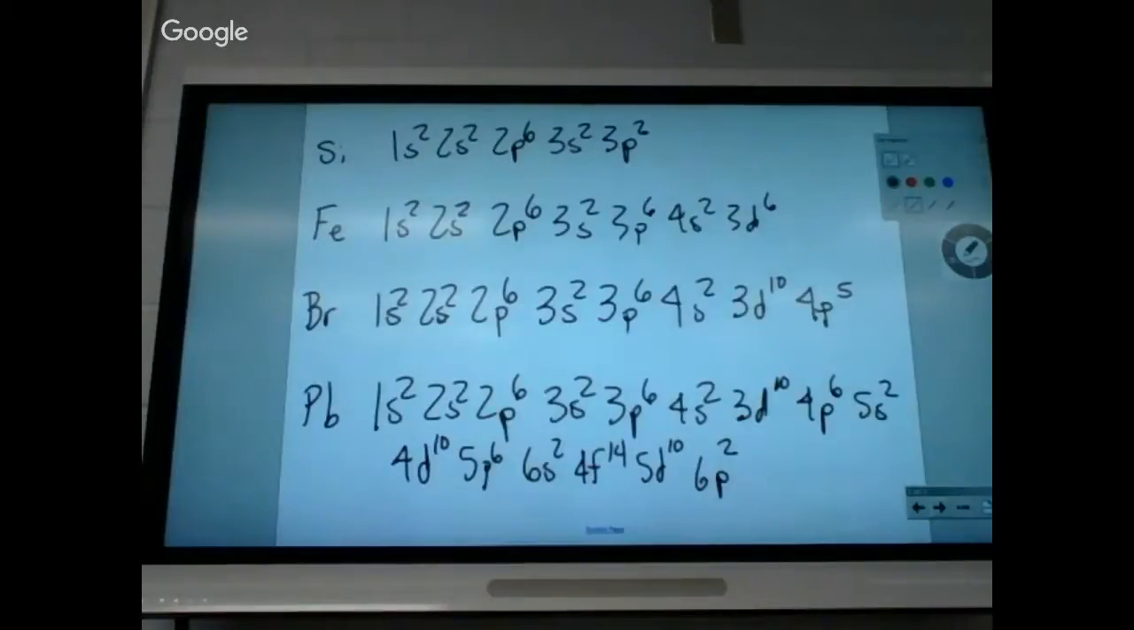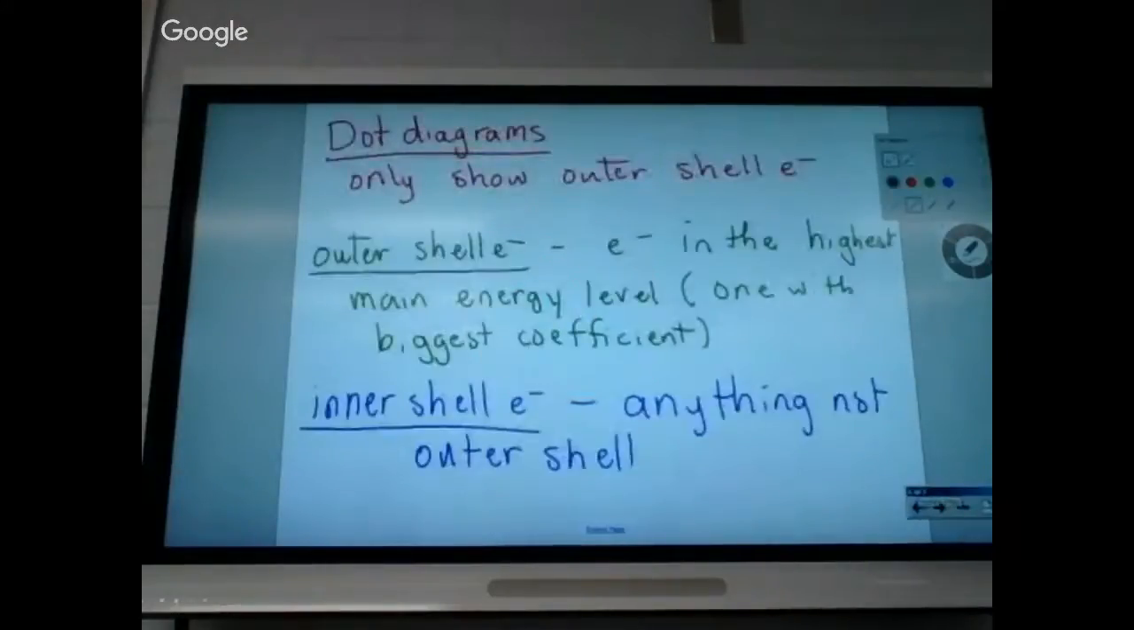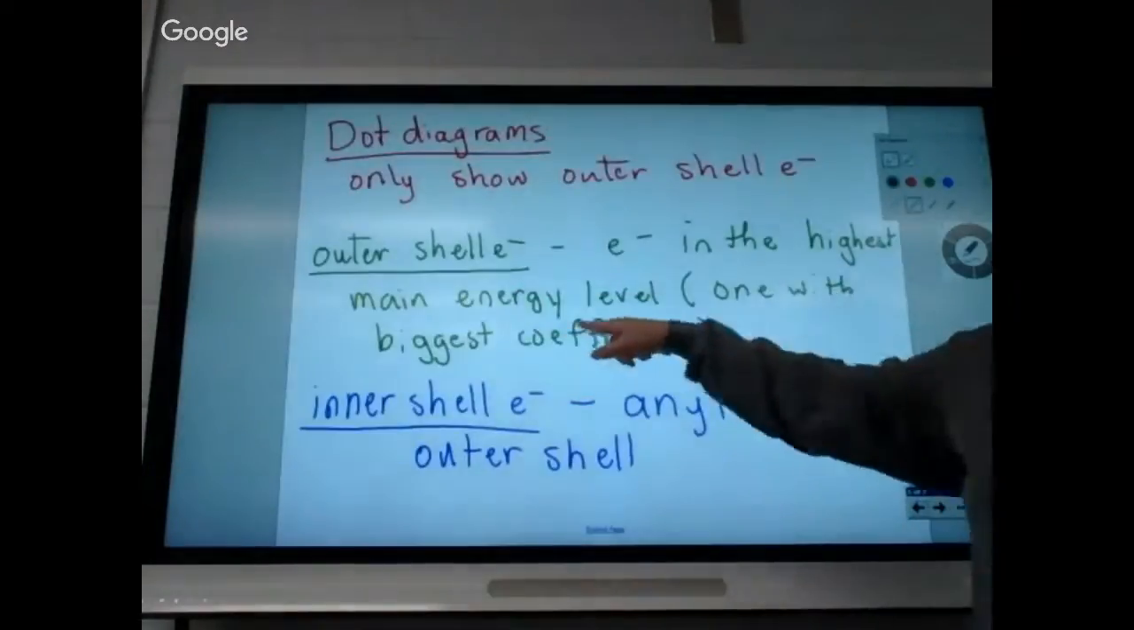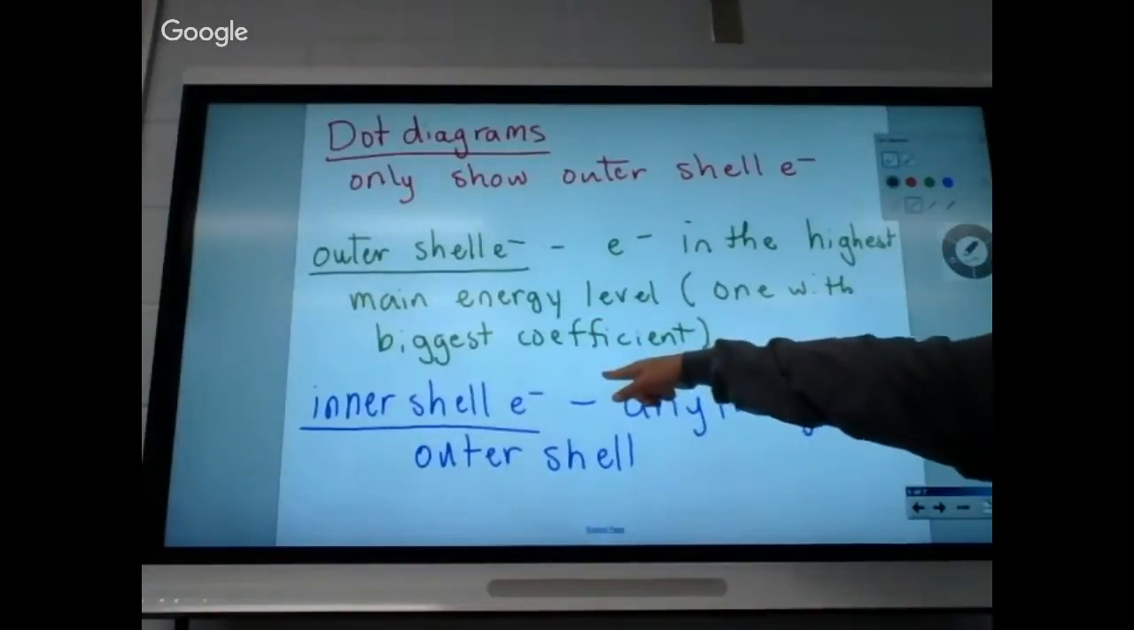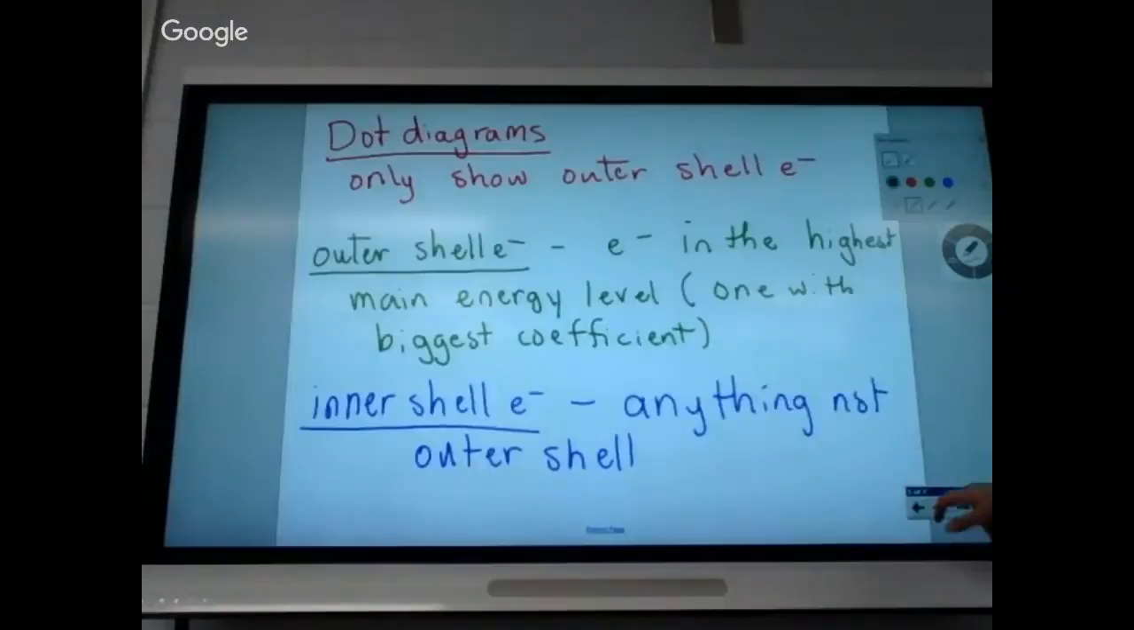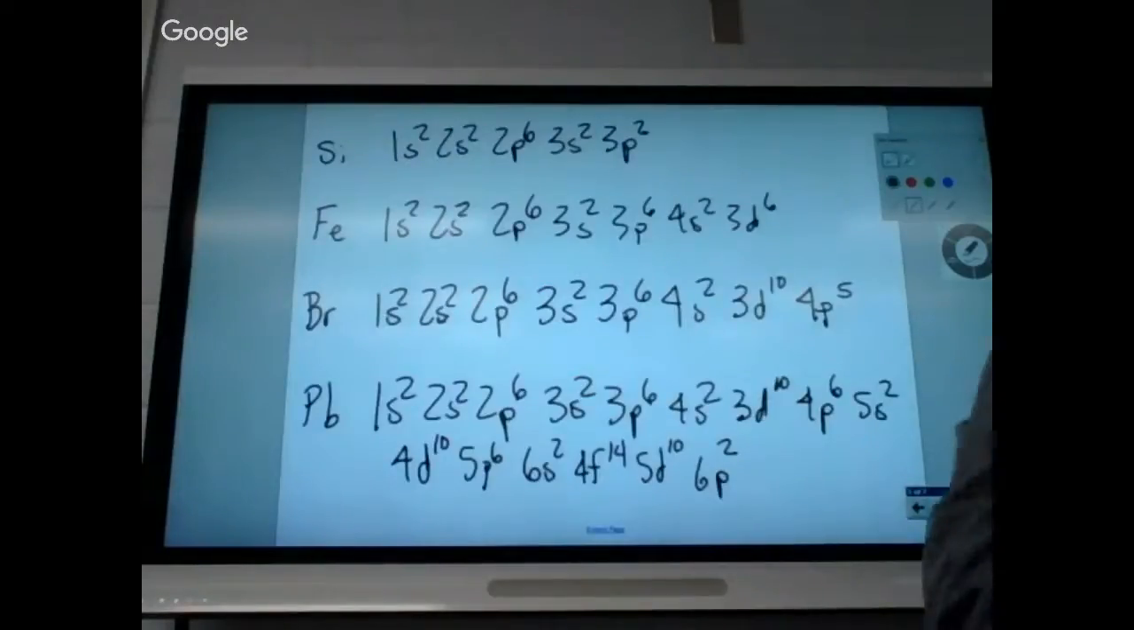All right, we have it now. So if we look at number one, the first one, what's the outer shell? 3p2 is not right. 2p6. Nope. 1s. Nope. Y'all got way too many numbers and letters. 3 is the answer. When we said that the outer shell was the one with the biggest what? Coefficient. You're looking at coefficients. You're not looking at letters. So when you look at this, you're just examining the coefficients.